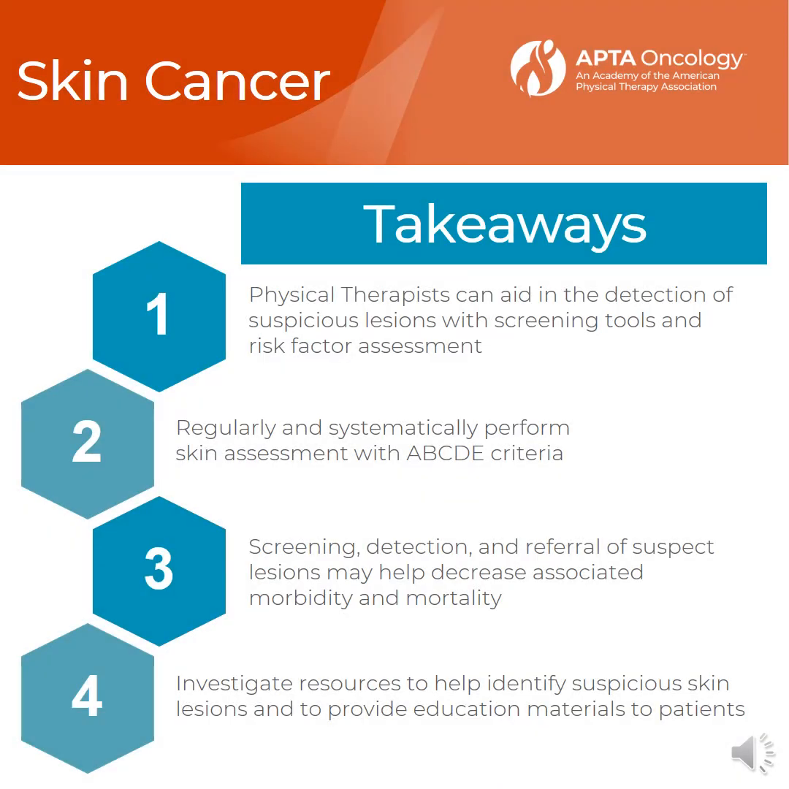So what are the takeaways from this presentation? Skin cancer is the most common form of cancer occurring in humans. 1 in 5 Americans will be affected by skin cancer at some point in their lifetime. So consider implementing a regular and systematic integument assessment with the ABCDE criteria to accurately identify potentially cancerous lesions. Physical therapists can aid in the detection of lesions with the use of screening techniques, which may reduce an individual's morbidity and mortality associated with skin cancer. Physical therapists can also investigate resources to further help them identify suspicious lesions and provide education material to patients as a form of primary prevention.